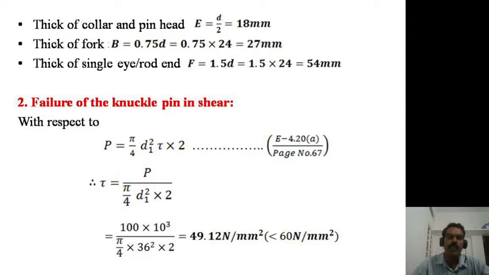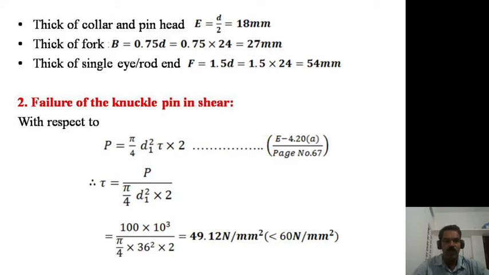Okay, but in the problem he has given 60 Newton per mm square, and this is the induced shear stress of the knuckle pin. What we got is 49.12 Newton per mm square, but what is the permissible value? That is 60 Newton per mm square. Hence it is less than the permissible value, hence the design of the knuckle pin in shear is safe.